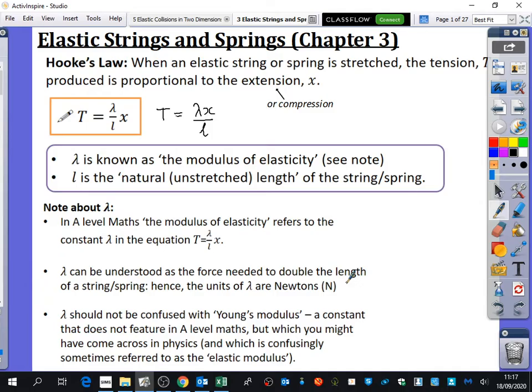Last of all, for those of you who do physics, lambda and the modulus of elasticity should not be confused with Young's modulus, which is a constant that we do not use in A-level maths, but you will come across it in physics.